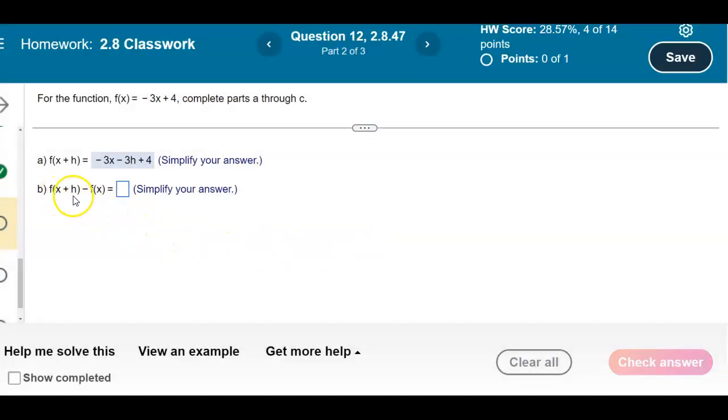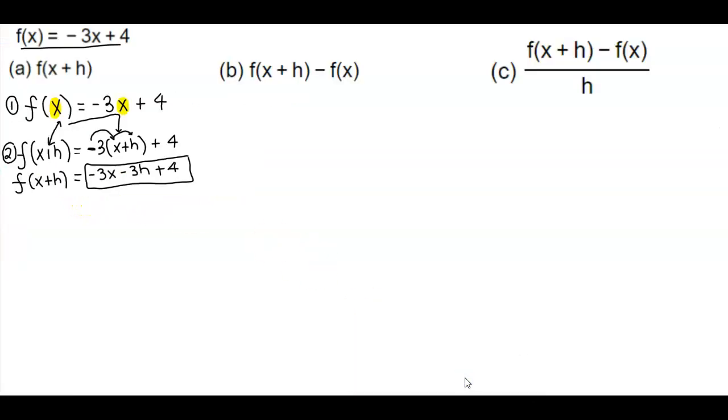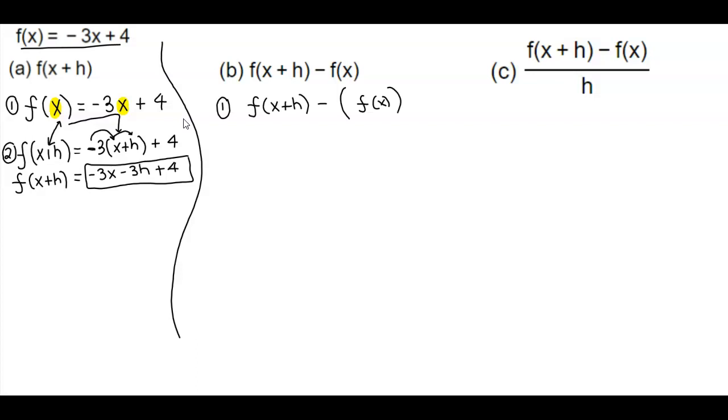Now we want to find f of x plus h minus f of x. So this is the second part here. Okay, so for step number 1, we want to find f of x plus h, and then we're going to subtract the function f of x. Okay, so what do we know? We know that f of x plus h we found in the first part, and that's equal to negative 3x minus 3h plus 4.